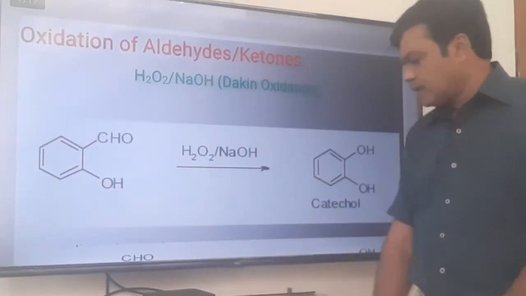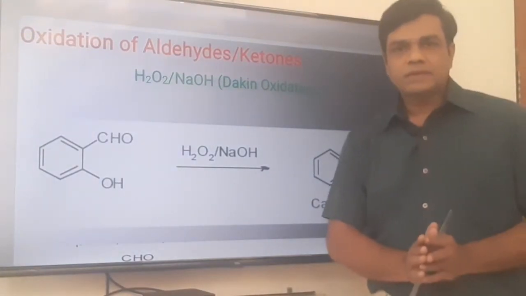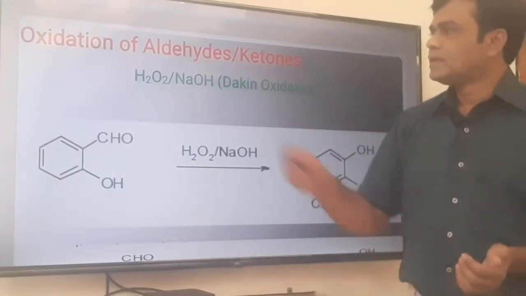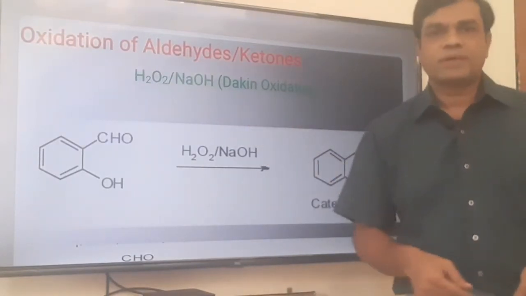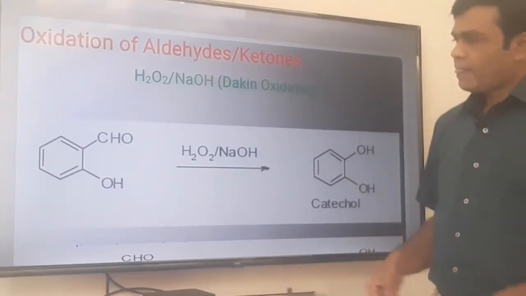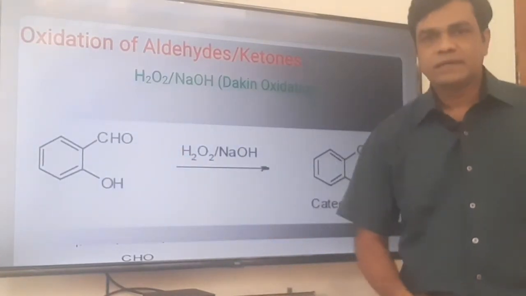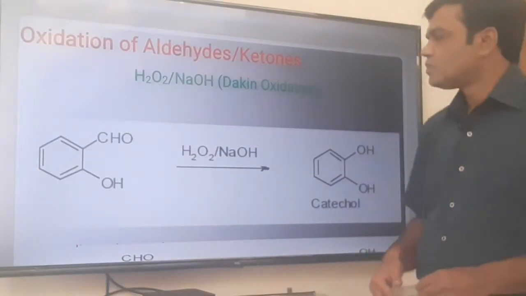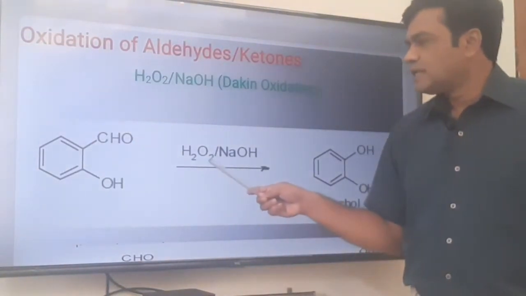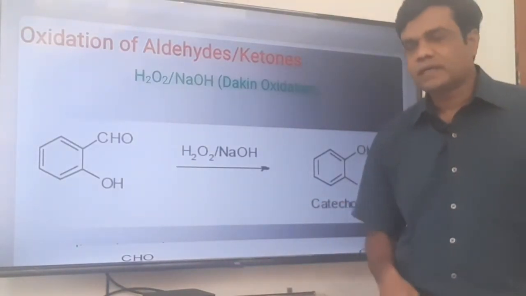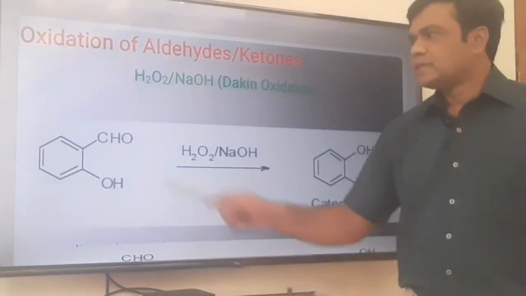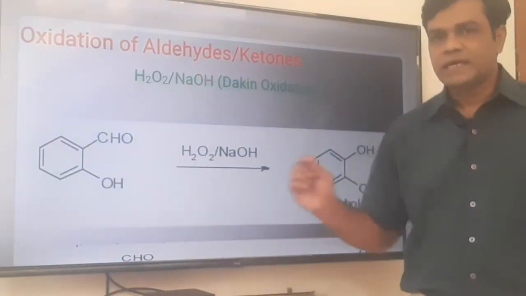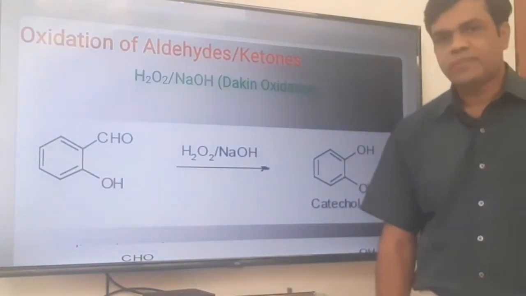Now let us move to the second reaction of today's lecture, that is Dakin oxidation. The reagent for Dakin reaction is hydrogen peroxide in alkaline media. See, this is salicyl aldehyde. Aldehyde and OH groups are at adjacent positions to each other. When we oxidize it with hydrogen peroxide in alkaline media, what happens? This aldehyde group is oxidized to OH, and in this way salicyl aldehyde is oxidized to catechol.